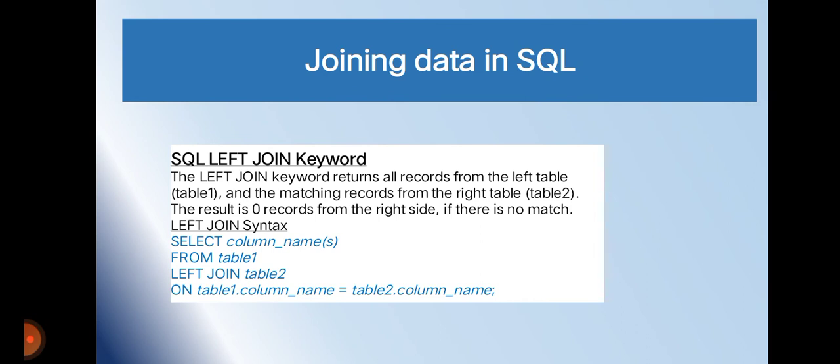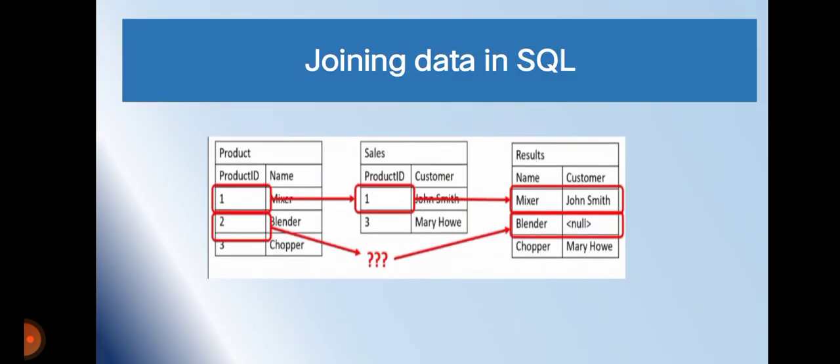Next is SQL left join keyword. The left join keyword returns all records from the left table, for example table 1, and the matching records from the right table 2. The result is 0 records from the right table if there is no match. For example, here we have product and sales tables. Product table contains product ID with name and sales table contains product ID with the customer. We will join product ID with the customer name or the name of the product with the customer.